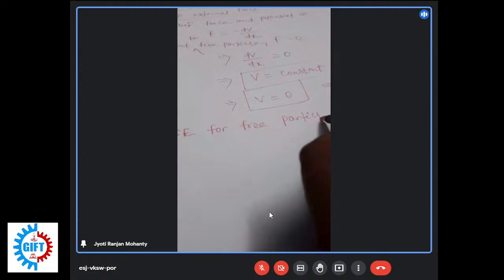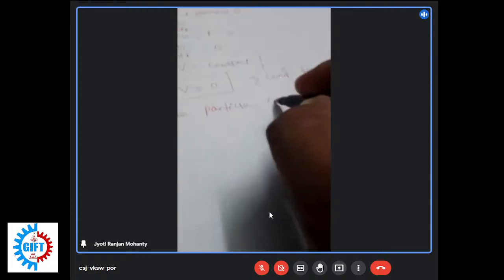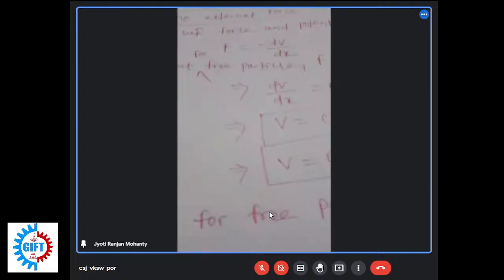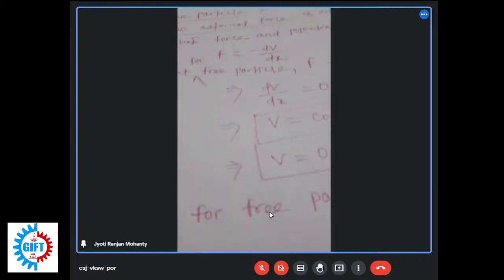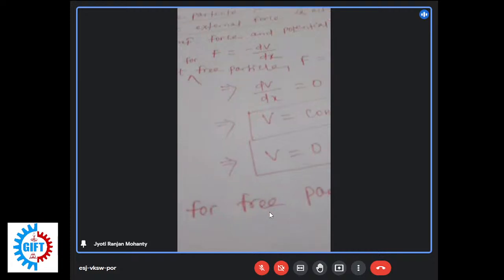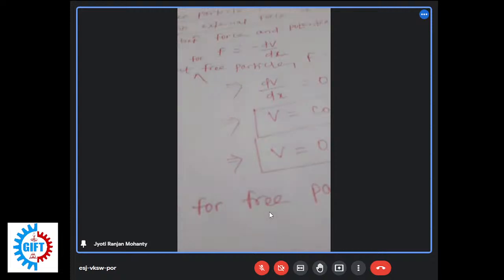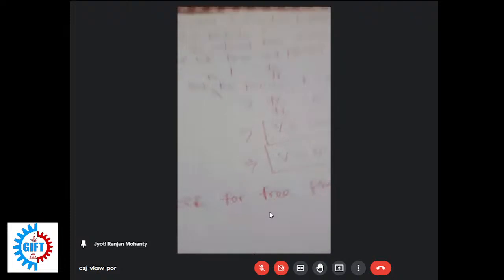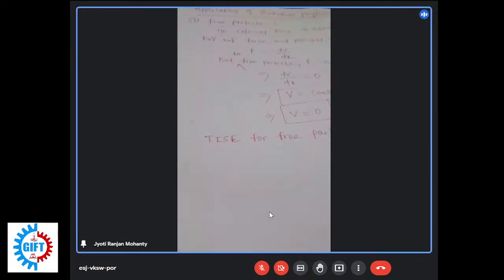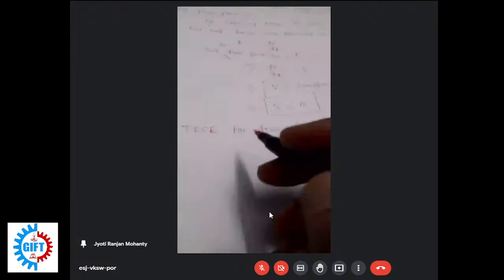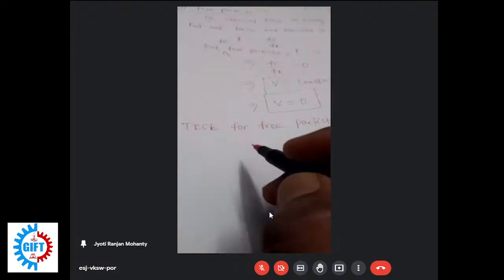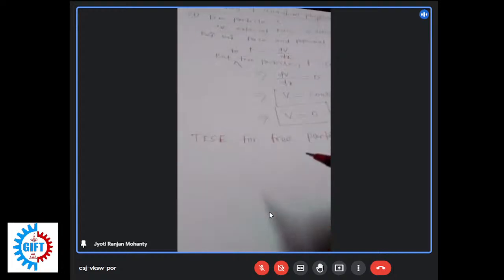The time independent Schrodinger equation for a free particle is, Soumya? Yes, sir. What is the time independent Schrodinger equation? Sir, d square psi by dx square plus 2m by h cross square into (E minus V) into psi equal to 0. Okay, very good.